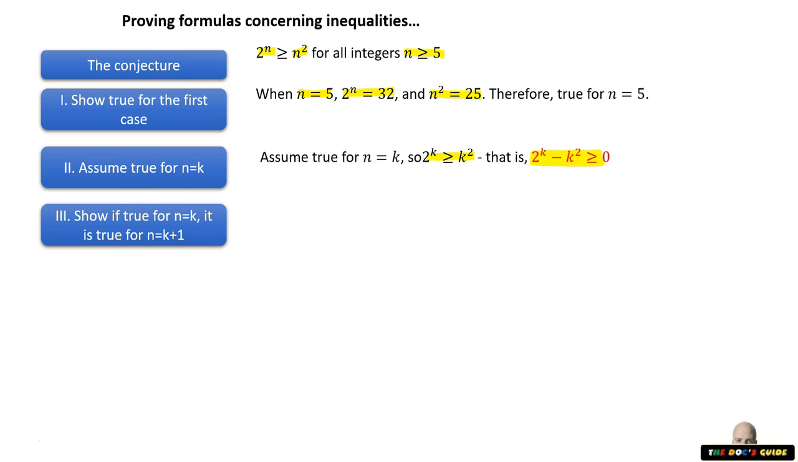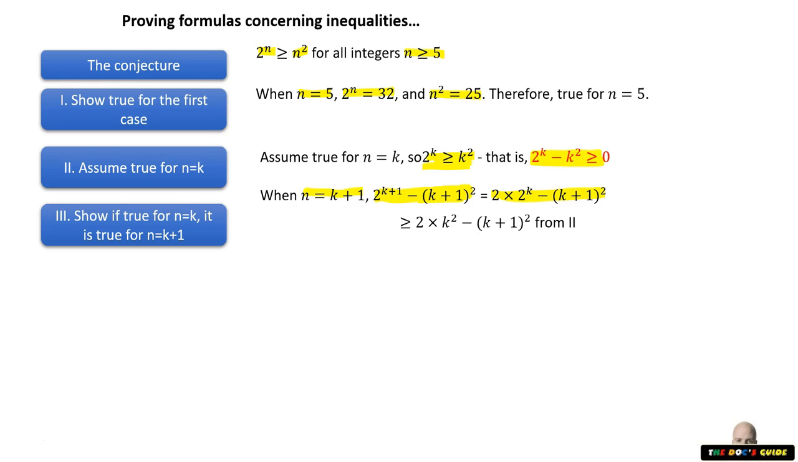So, show if it's true for n equals k, it's also true for n equals k plus 1. When n equals k plus 1, our expression up here becomes 2 to the k plus 1 minus (k plus 1) squared, which, if we expand it out, equals that. So again, we're trying to put things in terms of the original expression. The reason for doing that is that we then progressively build, in a sense, the inequality.